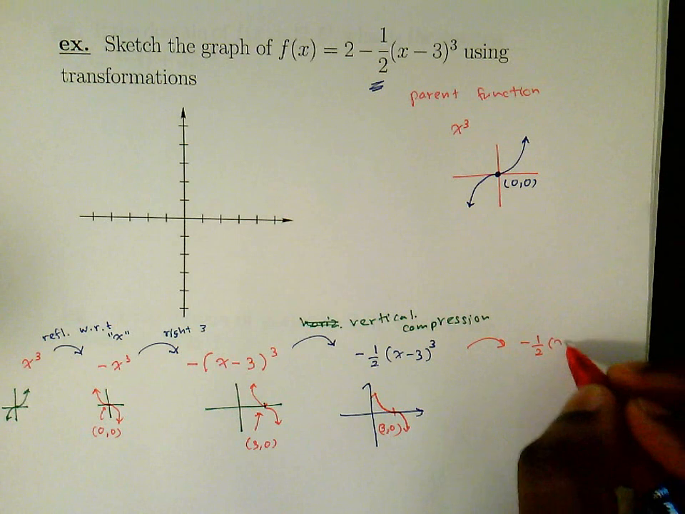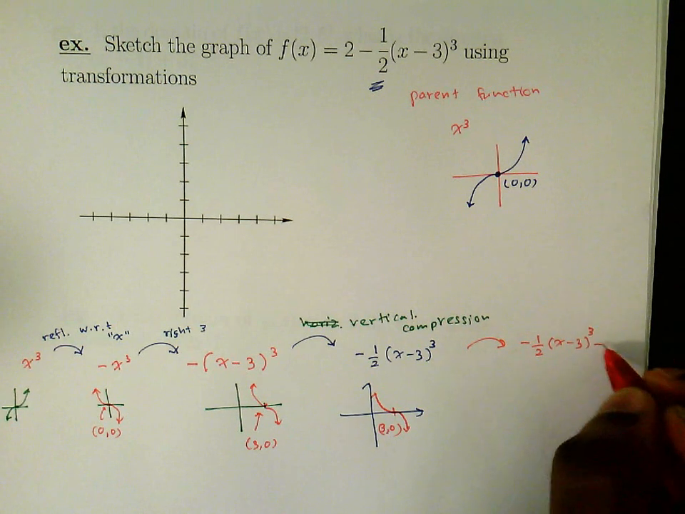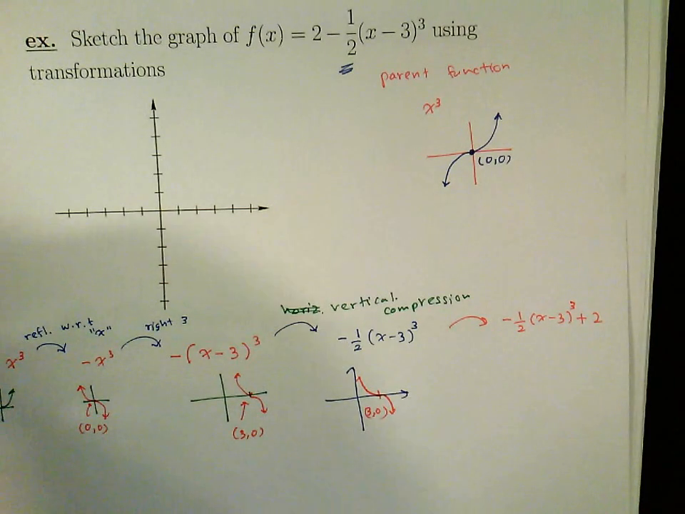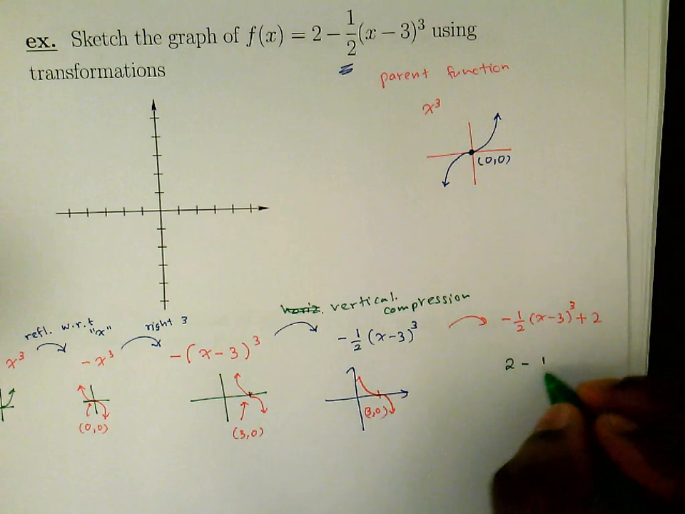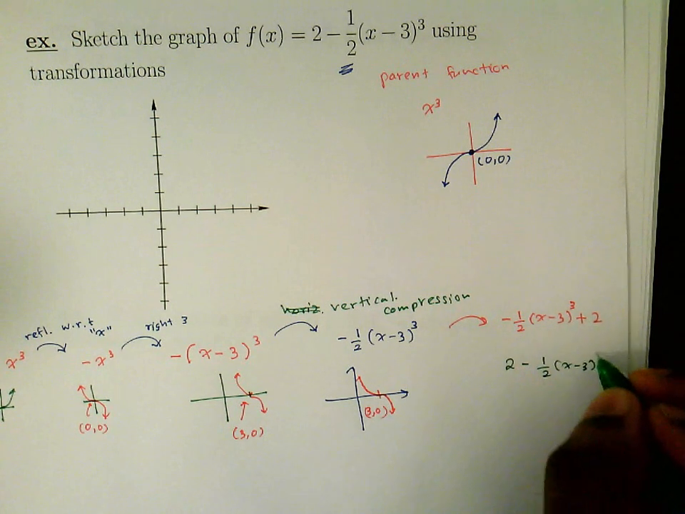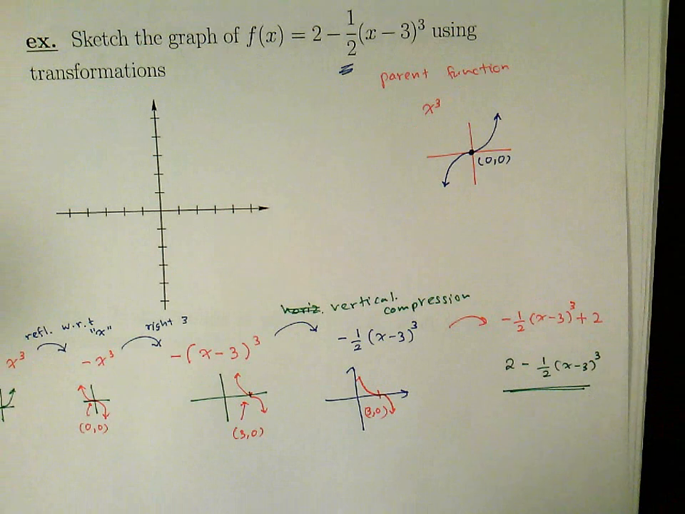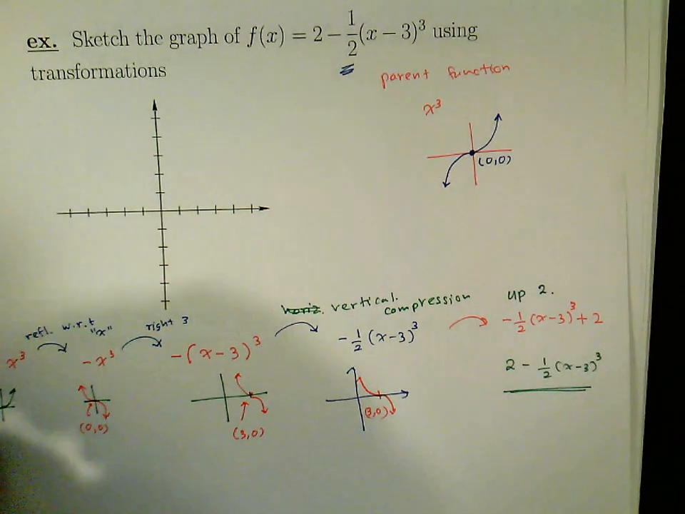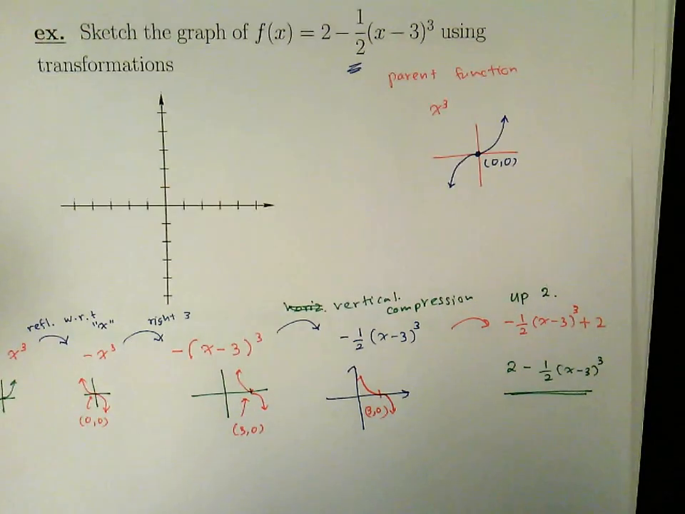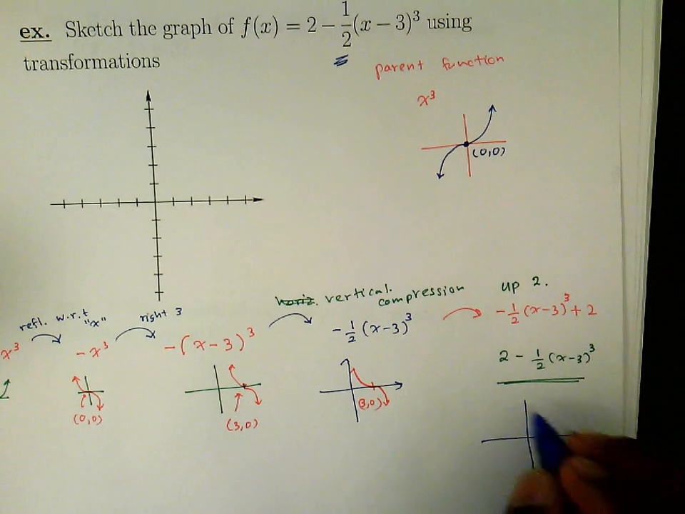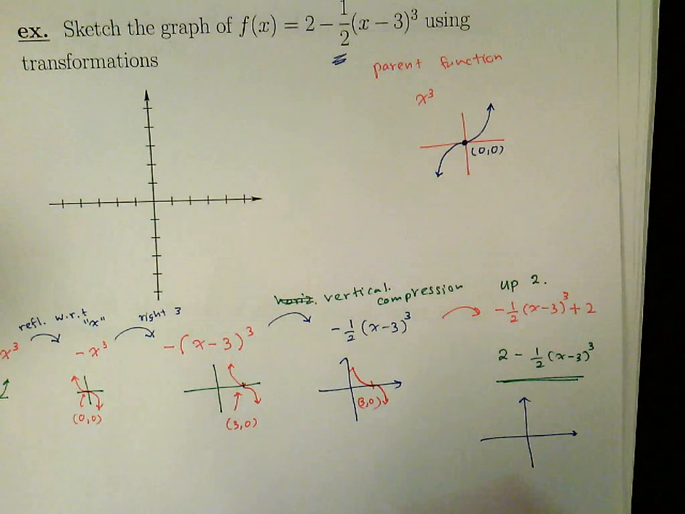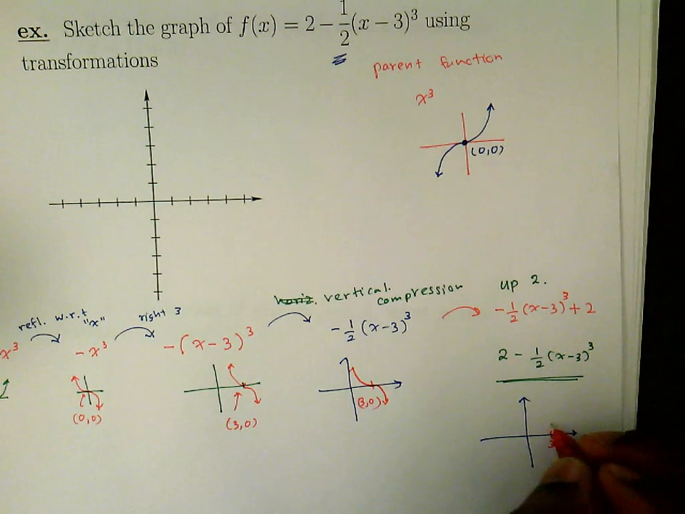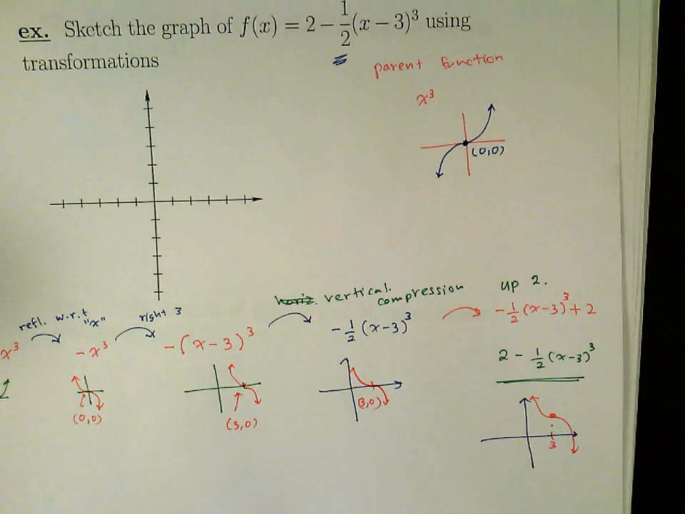Negative 1/2 x minus 3 cubed plus 2, which is the same as my final function, 2 minus 1/2 x minus 3 cubed. So that's my final function. Here you would go up 2 units. So you can see the graph would go up 3, 1, 2 and then look like that.